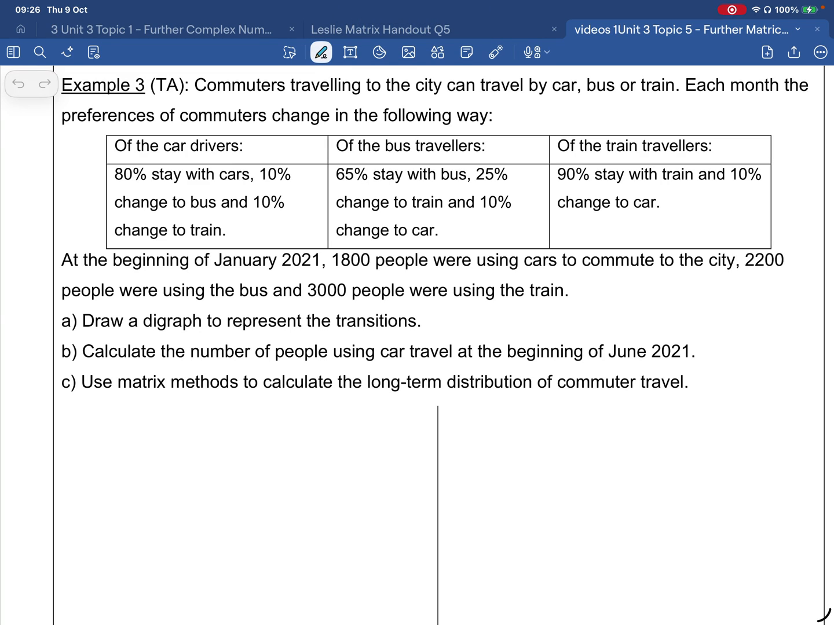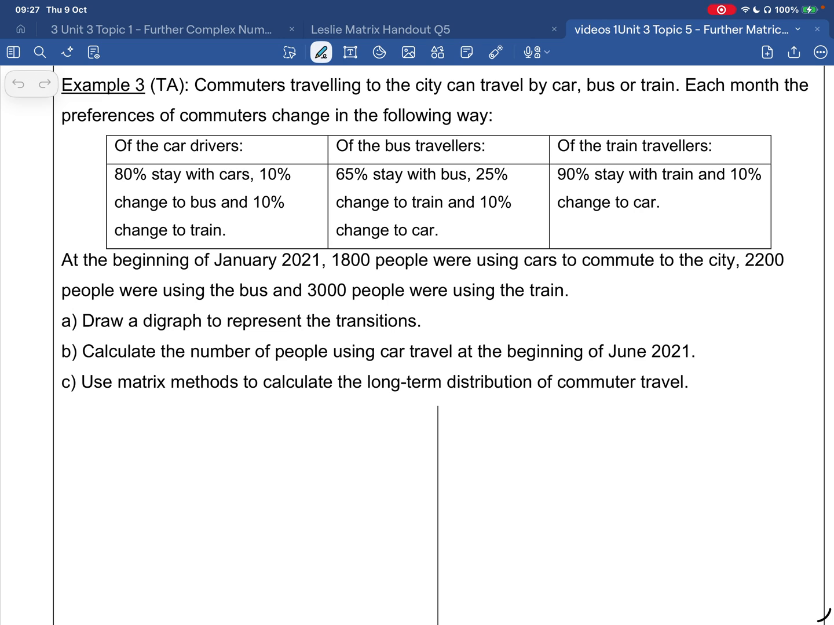All right, let's have a look at this Markov chain example. It says that commuters traveling to the city can travel by car, bus, or train, and each month the preferences of commuters change in the following way. So, of the car drivers, 80% stay with cars, 10% go to bus, and 10% change to train. Of the bus travelers, 65% stay with bus, 25% change to train, and 10% change to car. And of the train travelers, 90% of them stay with the train and 10% change to the car.